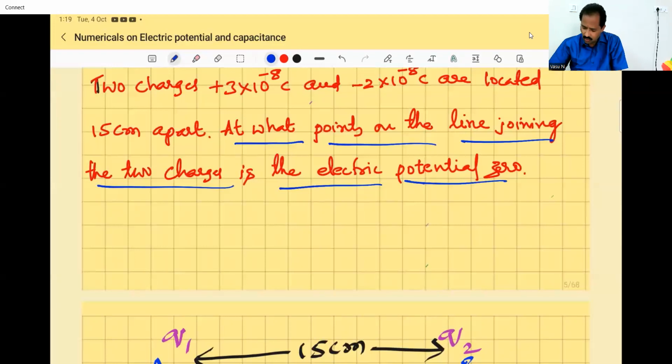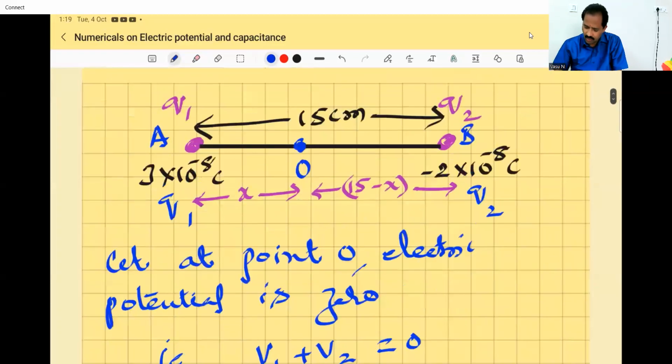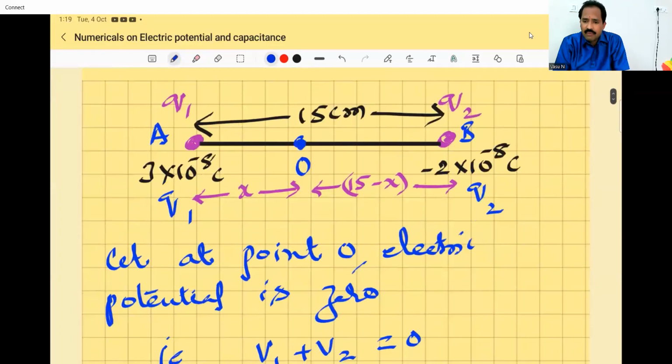So let me take up the problem. Look at this. Let 15 centimeter be the distance. Now case 1, let the point O have electric potential 0. Let us take the point within the two charges, along the line joining. Let O be any point at distance x from Q1 and 15 minus x from Q2.